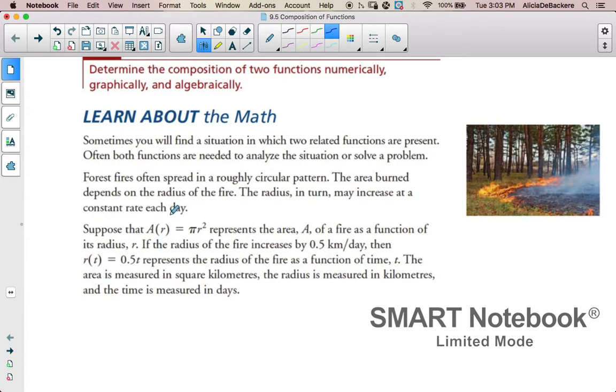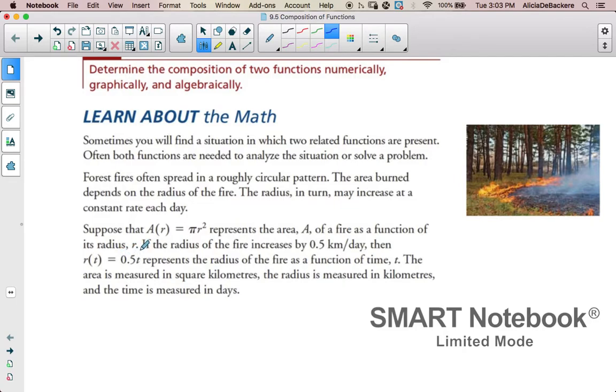So we've got kind of a domino effect here. The area depends on the radius. So the area in terms of radius is pi r squared. And then we also have that the radius in terms of time is 0.5 times t.